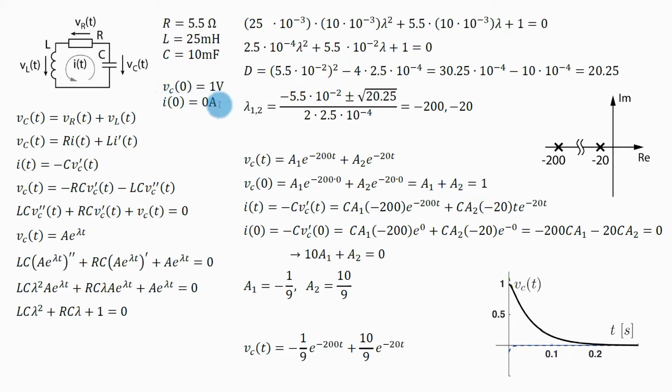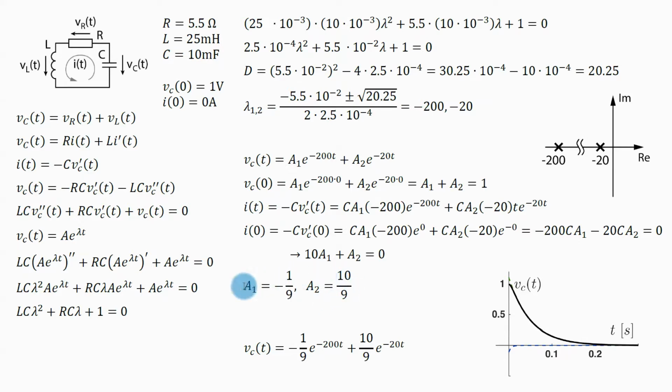The second initial condition, here I have my current, which is equal to this, so I need to compute derivative of my general solution, which I have done here, and now I need to express that at time 0, which I have done here. And when I crunch these numbers, I will get this. This equation can actually be simplified into this one. Now I have these two equations, and when I combine them, I can compute that these constants A1 and A2 are -1/9 and 10/9.